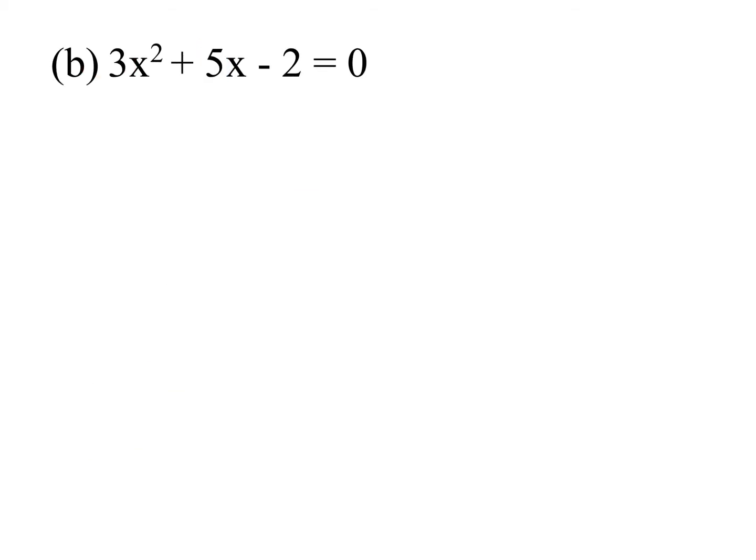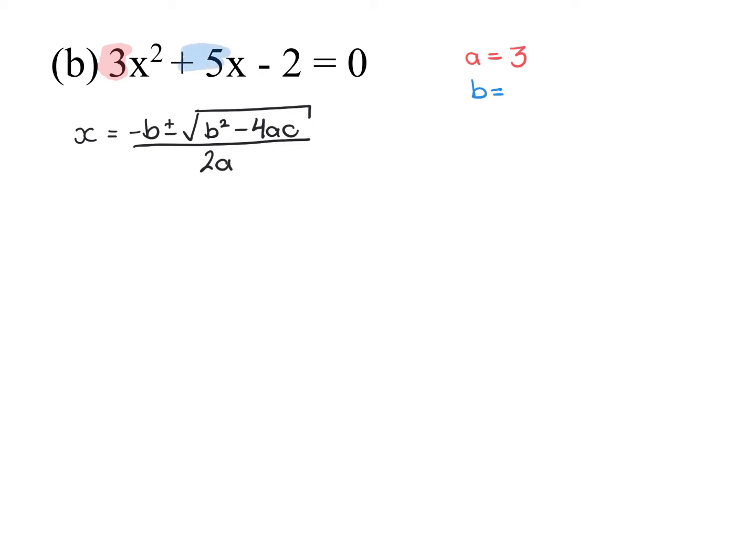Our next question, again, we have to find the x-intercepts, or the roots. So start out by writing the formula. Again, the more you write it, the more you'll actually remember it. All right, now that we've written the formula, let's figure out what the a, b, and c are. So the a is always the coefficient in front of the x squared, which happens to be positive 3. Now b is the coefficient in front of the x, which happens to be positive 5. So let's write that.